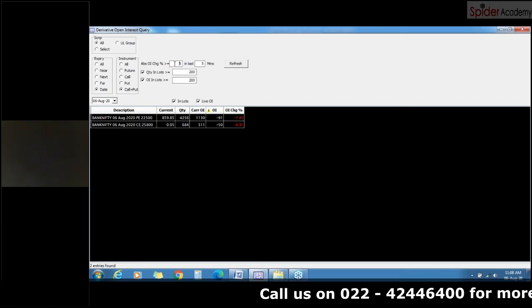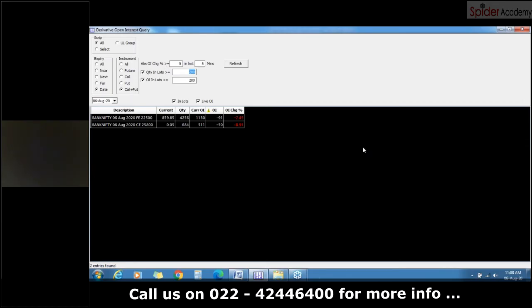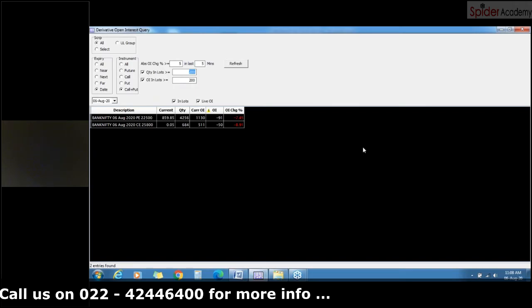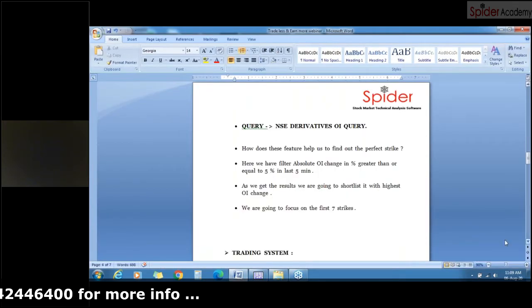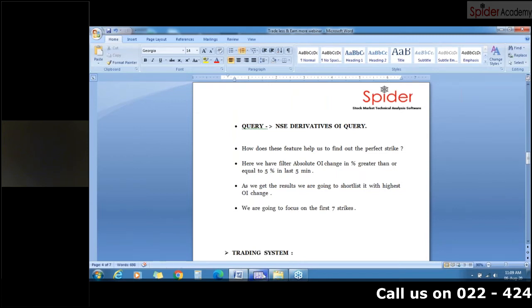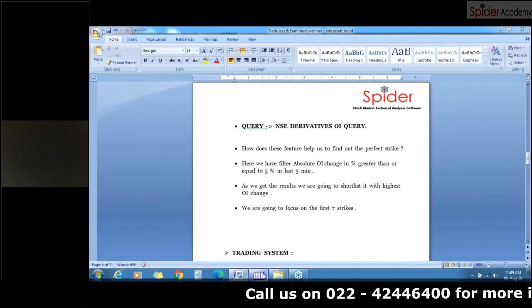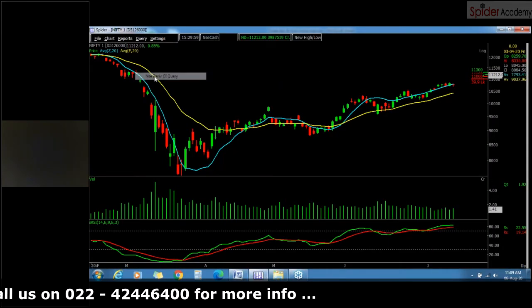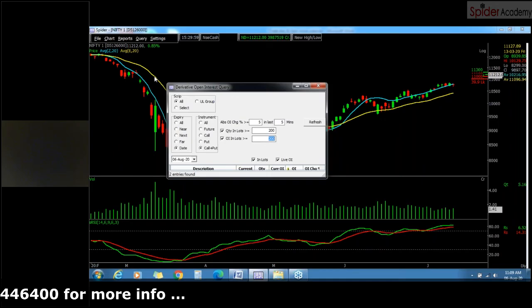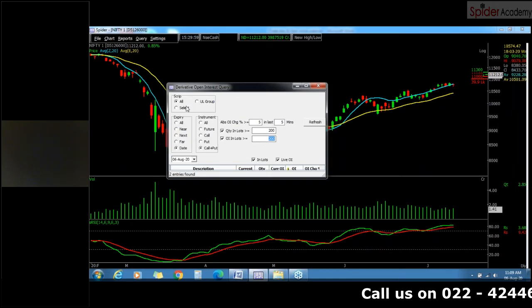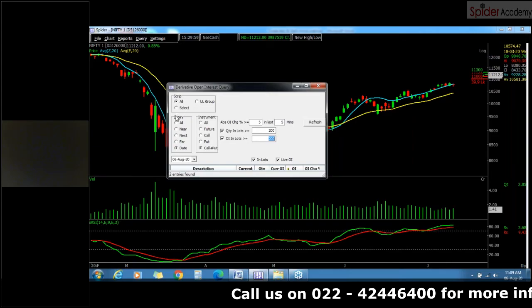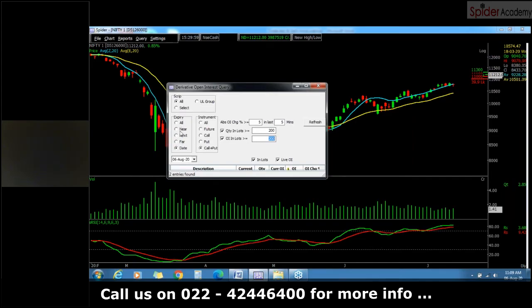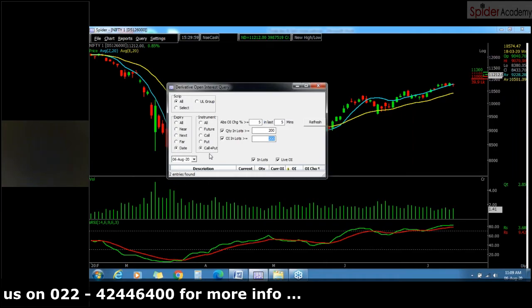So how can we open this NSE derivatives OI query? In the upper tab we have Query. Here we have NSE derivatives OI query. As we click on that, we get this pop-up over here. We can select the groups, your underlying group, or you can select your preferred specific one. Then you can select your expiry, whichever expiry you want, and then you can select the instruments.